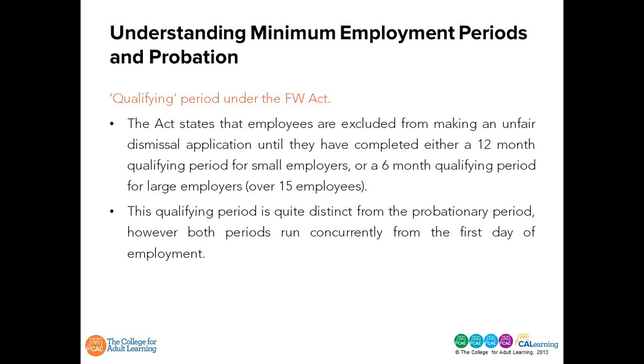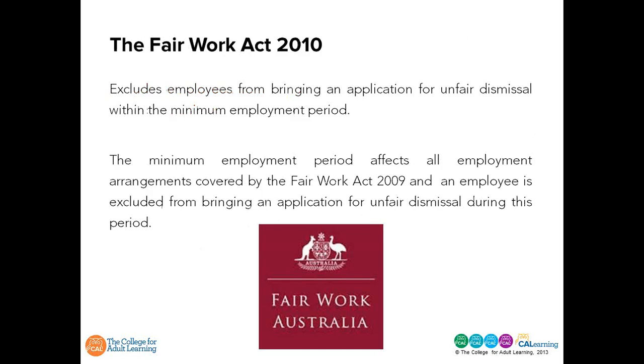Right, so we have an optional probationary period that is inserted into the employment contract and agreed to by the employer and employee, and we also have the Fair Work Act qualifying period under which an employer can terminate an employee's employment for any reason within the minimum employment period without unfair dismissal laws applying. The Fair Work Act of 2010 excludes employees from bringing an application for unfair dismissal within the minimum employment period. Now, the minimum employment period affects all employment arrangements covered by the Fair Work Act, and as we've said, an employee is excluded from bringing an application for unfair dismissal during this period.